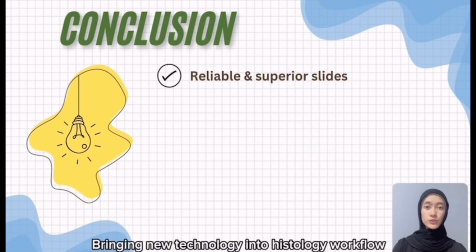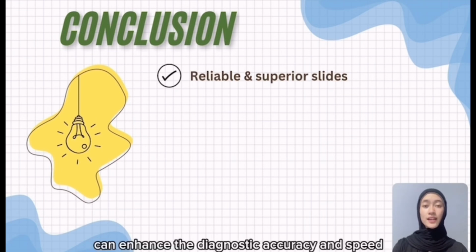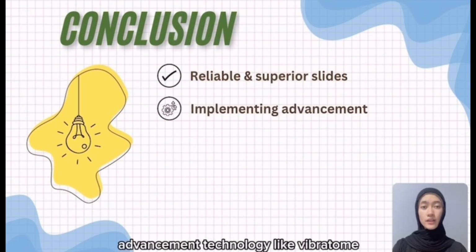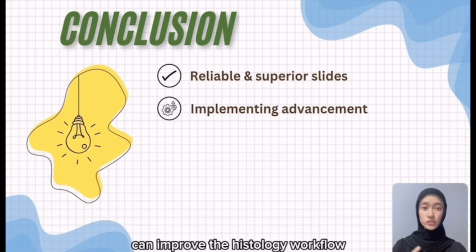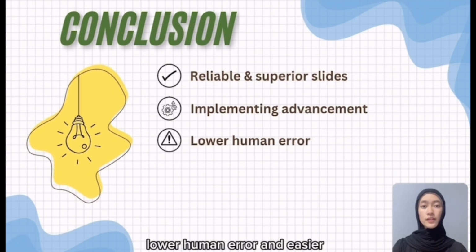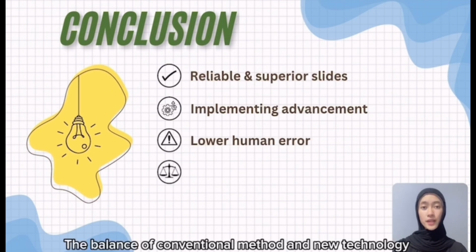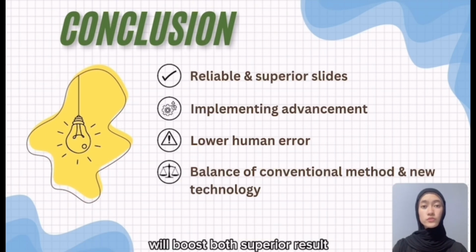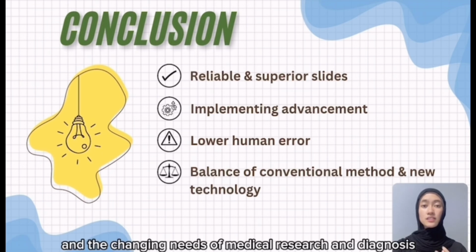Bringing new technology into histology workflow can enhance diagnostic accuracy and speed. Traditional methods call for expert manual manipulation to maintain section integrity, but implementing advanced technology like the vibratome can improve the histology workflow, lower human error, and make it easier. The balance of conventional methods and new technology will boost both superior results and the changing needs of medical research and diagnosis.